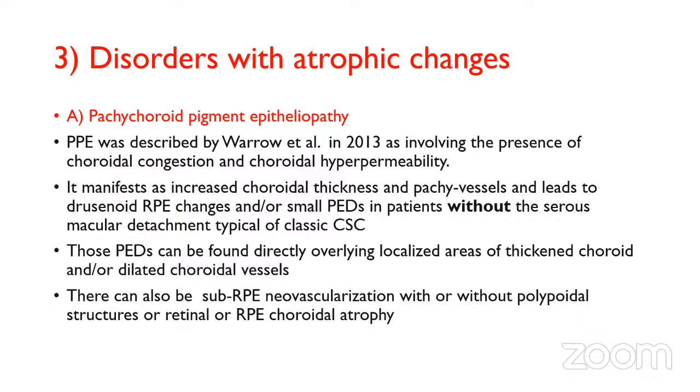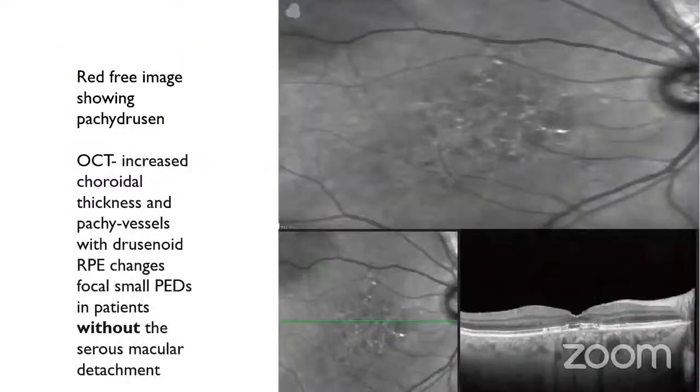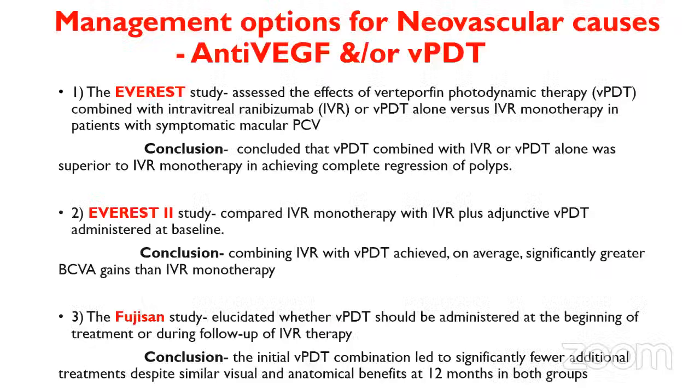These PEDs can be found directly overlying the localized areas of thickened choroid or choroidal vessels, and there can also be sub-RPE neovascularization with or without polypoidal structures and RPE and choroidal atrophy. So this is a red-free image showing the pachydrusen, and on OCT we can see increased choroidal thickness and pachyvessels with drusenoid RPE changes and some small PEDs, but there is no serous macular detachment.